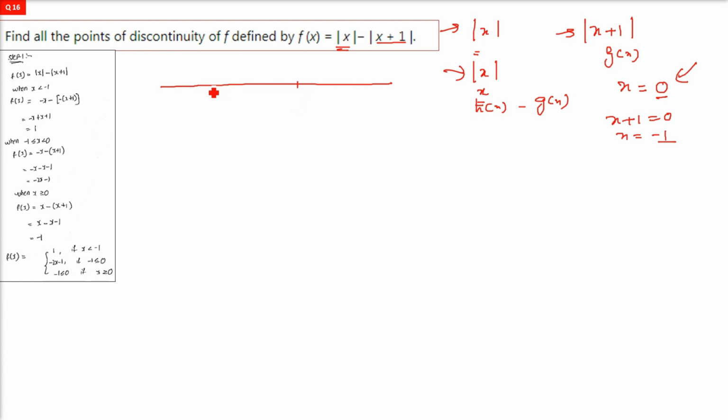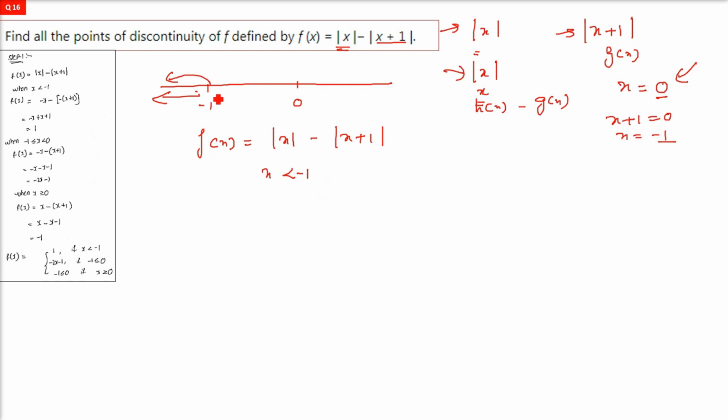So what are the different points, as I just suggested? It's −1 and 0. First, we will take the different domains. So f(x) is |x| − |x + 1|. First we will take the domain from minus infinity to −1, or you can say x is less than −1.